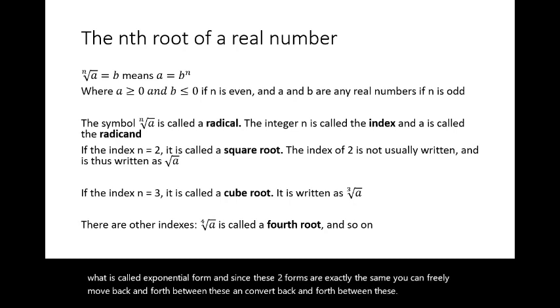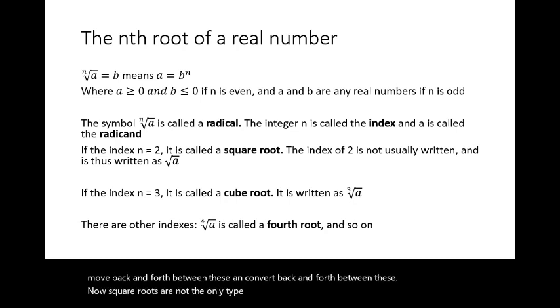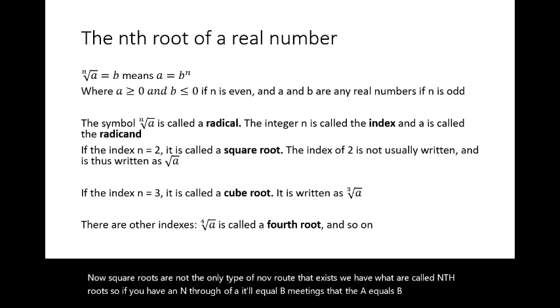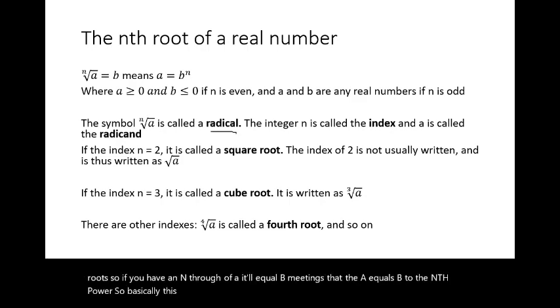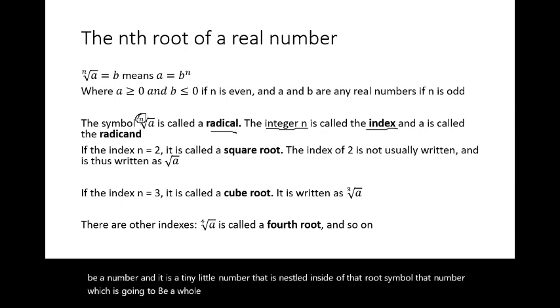Now, square roots are not the only type of root that exists. We have what are called nth roots. So if you have the nth root of a equal to b, it means that a equals b to the nth power. This nth root is what is called a radical, and this little n will be a number nestled inside of that root symbol. That number, which is a whole number, an integer, is what is called the index. That tells you what type of root you have. And whatever is inside of this root is called the radicand.